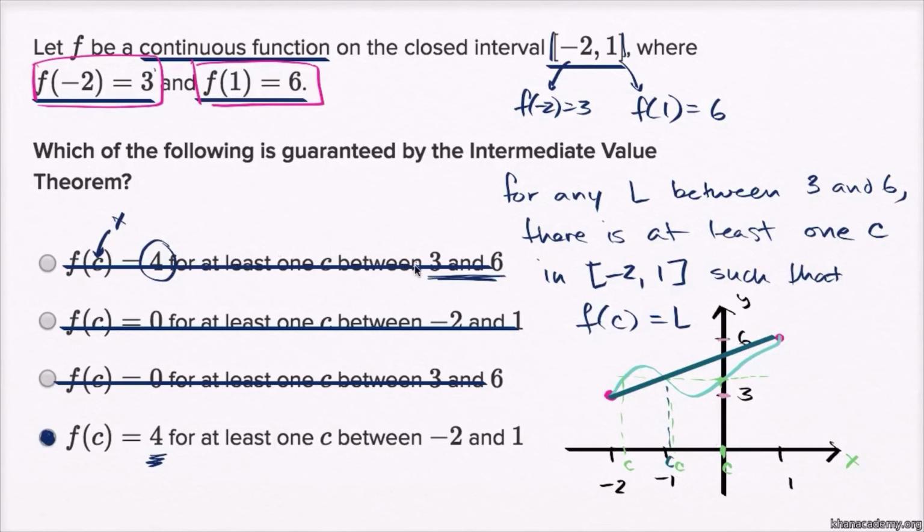This isn't necessarily true, that you become 4 for at least one c between 3 and 6. 3 and 6 aren't even on our graph here. So there's no guarantee that our function takes on 4 for one c between 3 and 6. We don't even know what the function does when x is between 3 and 6.